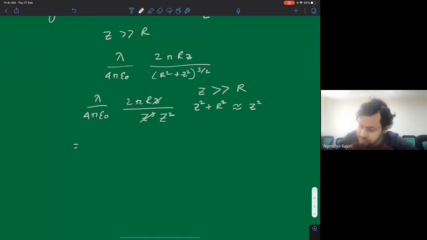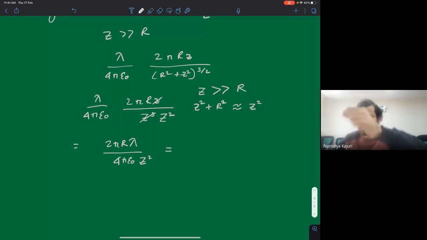So I have 2 pi r lambda by 4 pi epsilon naught z squared. 2 pi r lambda is the circumference times the charge density, which is the total charge. So it's like q by 4 pi epsilon naught z squared, where z is the distance. So this is just the field due to a point charge. Is this clear?